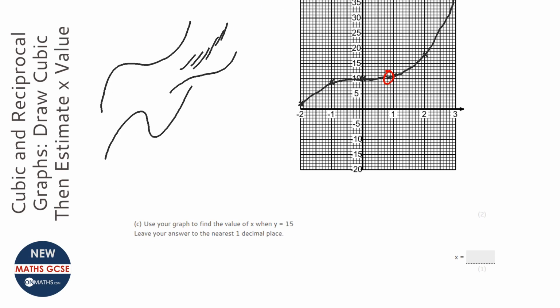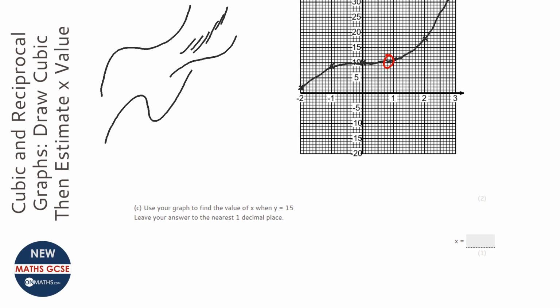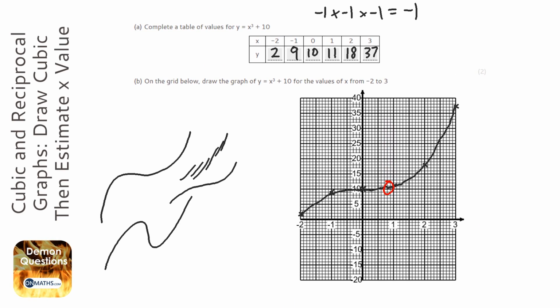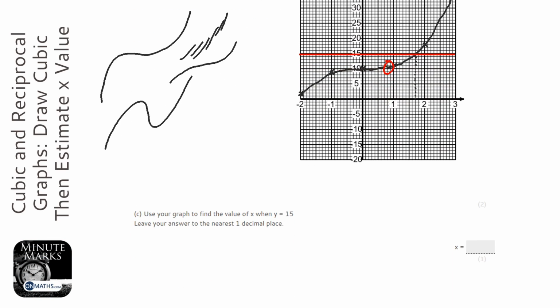Okay, so it says use the graph to find out the value of x when y is 15. So what I'm going to do is I'm going to draw a line across where y is 15. So y is 15 here, and the solution is going to be where the two lines hit. Now I think that's 1.7, so I'm going to go for 1.7 because it asks for one decimal place.